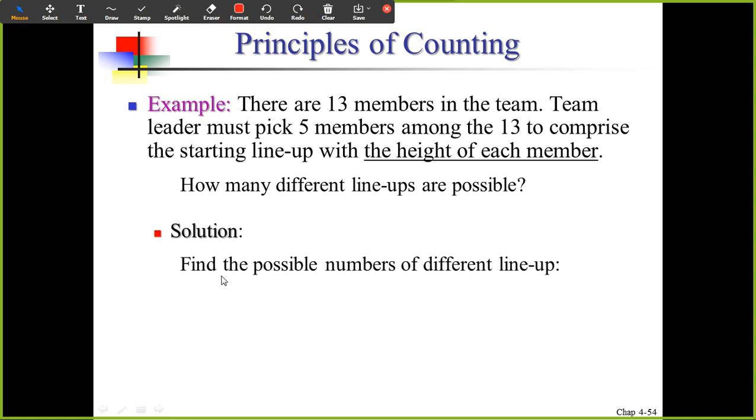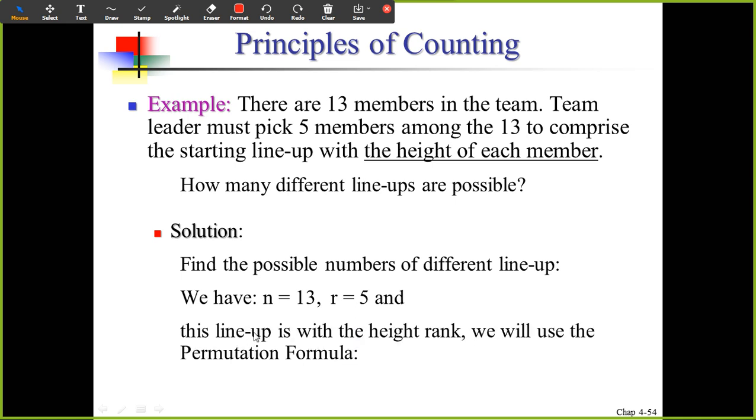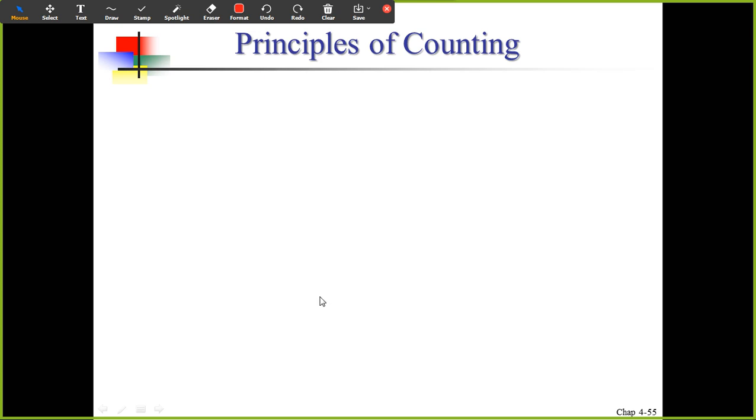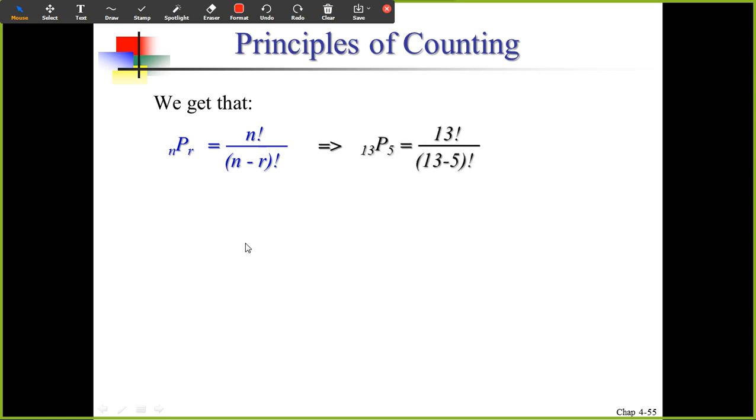So we find the possible number of different lines. We have n equal to 13 and r equal to 5. Because in this example we focus on the height of each member in the line, the shorter stands first, the taller stands next, and the tallest stands at the end of the line. That's why this is about arrangement, so we use a permutation. So 13 factorial divided by (13 minus 5) factorial. That's 13 factorial divided by 8 factorial.